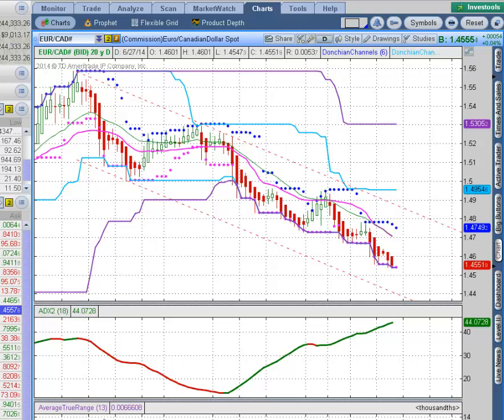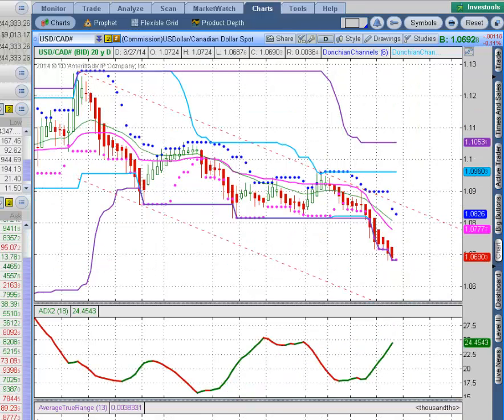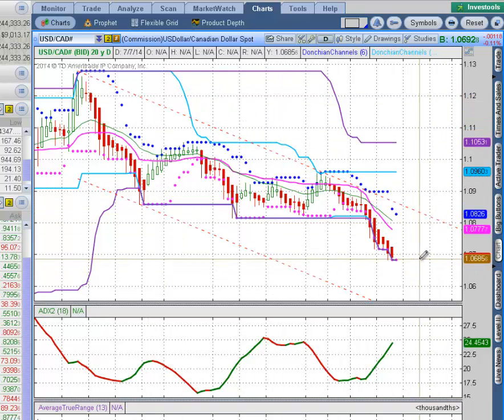Here's the Euro Canadian dollar. This has been in a medium-term downtrend channel, and we would be looking at a bearish trade. And here's the US dollar CAD. This has been in a medium-term downtrend channel, and we would be looking at a bearish trade.